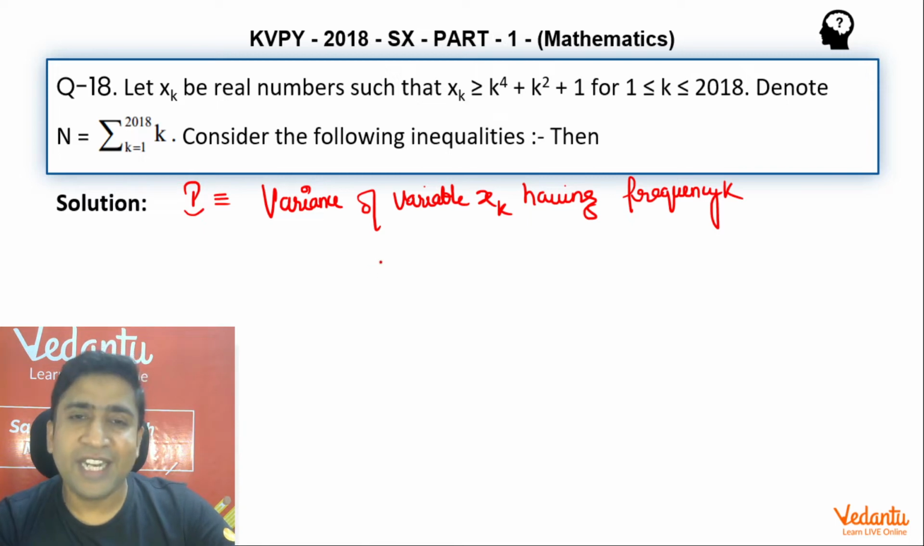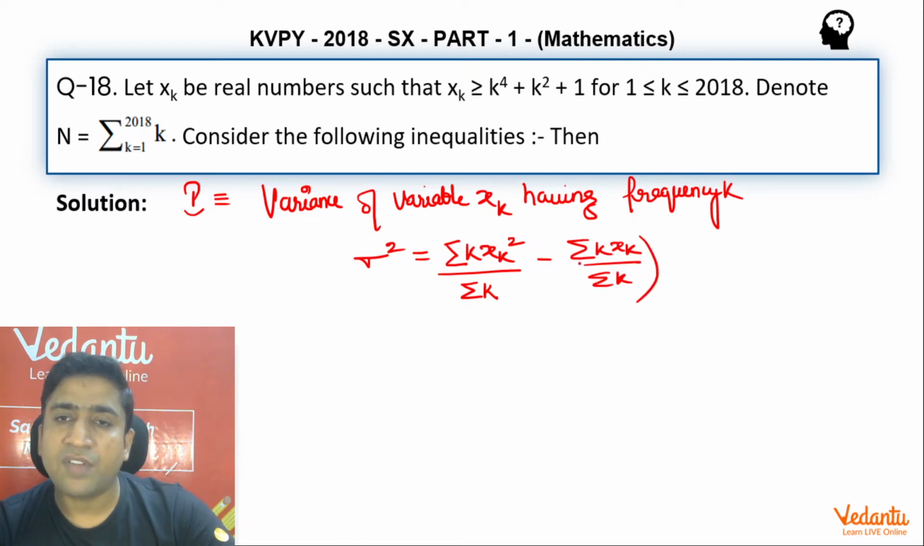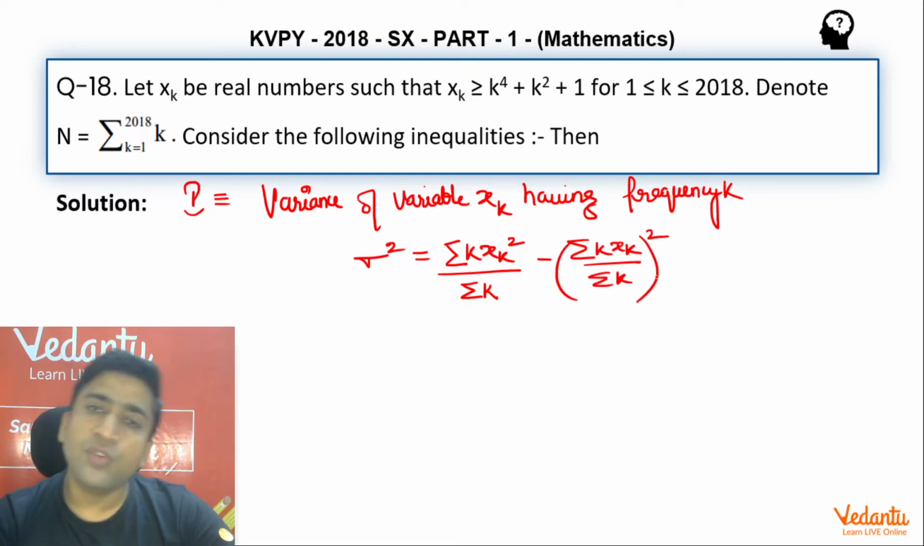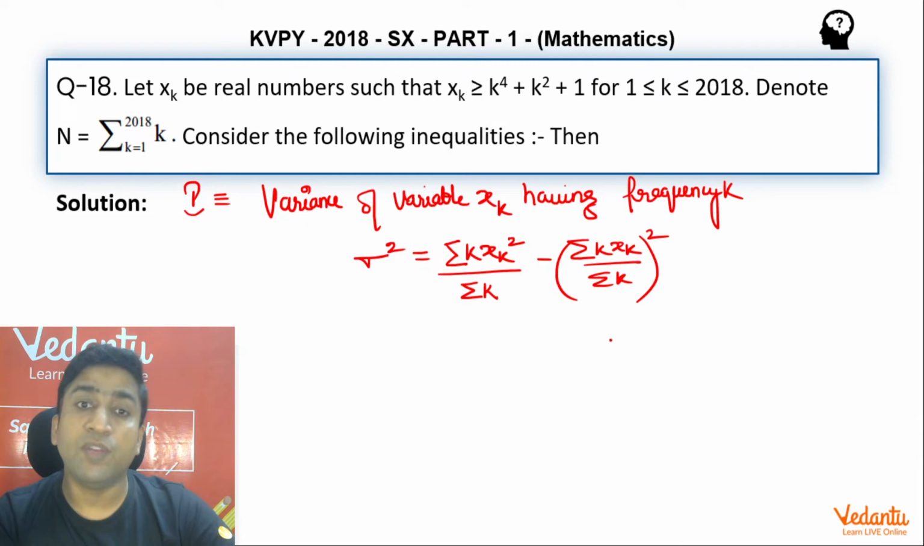Guys, I will write down the variance expression like this, just have a look: sigma of k xk square upon sigma k, minus, okay, the mean is sigma k into xk upon sigma k, and then I'll have the complete squared. Needless to say, here all the sigma k go from 1 to 2018. So this is how I'm going to write down sigma square, which is the variance.